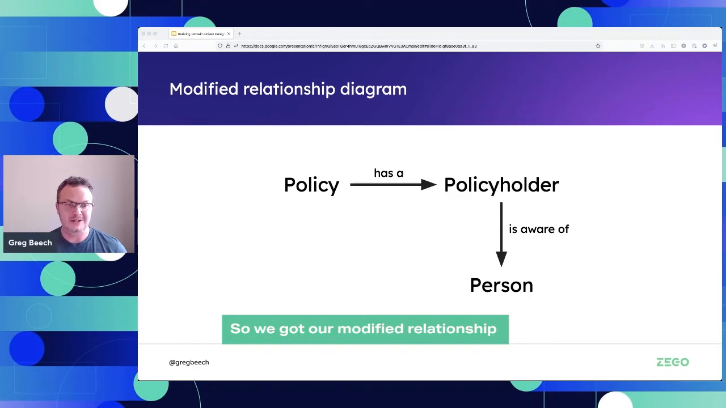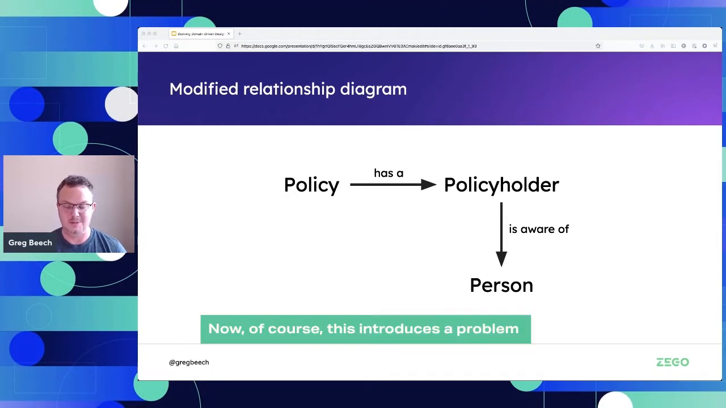So we've got our modified relationship diagram as a result of that. A policy has a policyholder, which is aware of a person. And now when a person name changes, the policyholder name does not change. So we're no longer violating the regulations. And this looks much like we'd actually want in the real world.